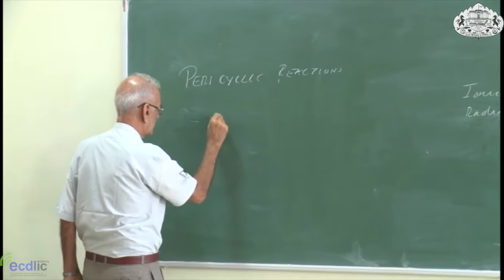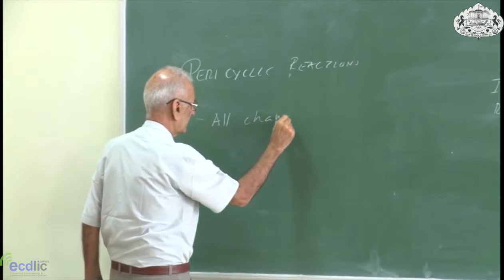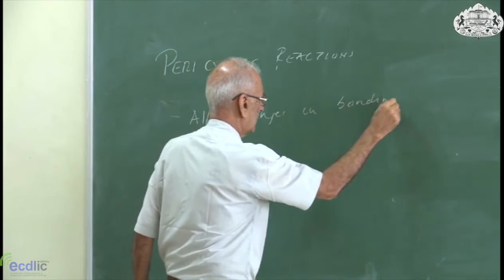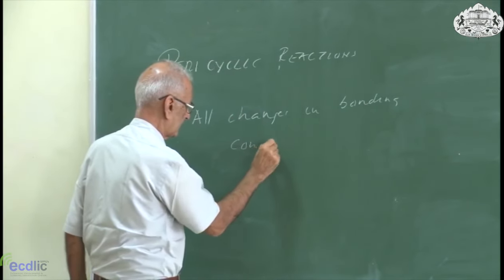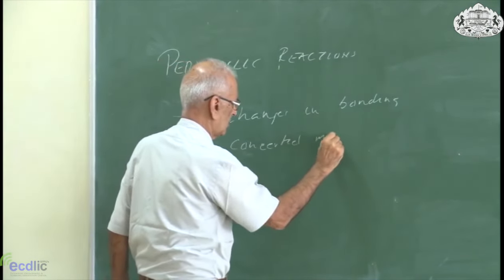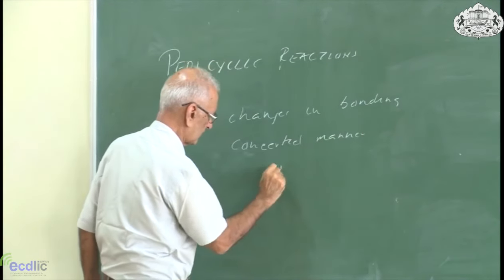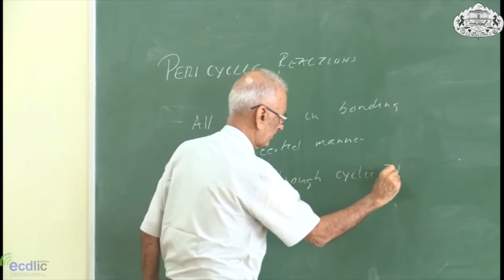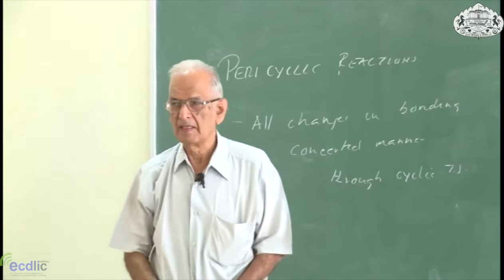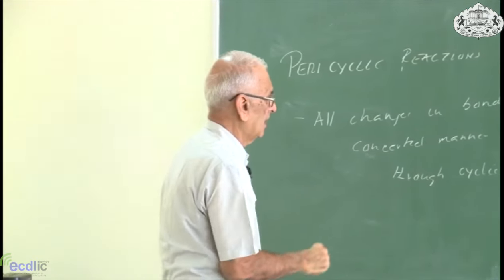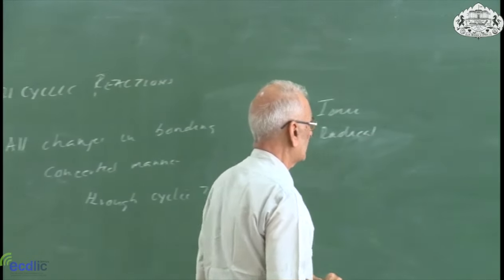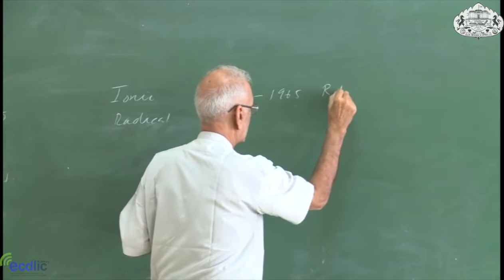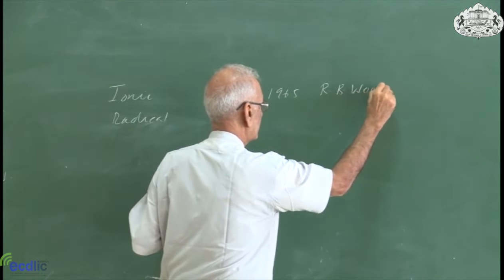A pericyclic reaction is one in which all changes in bonding occur in a concerted manner through a cyclic transition state. This classification was first reported in 1965 by Woodward and Hoffmann.